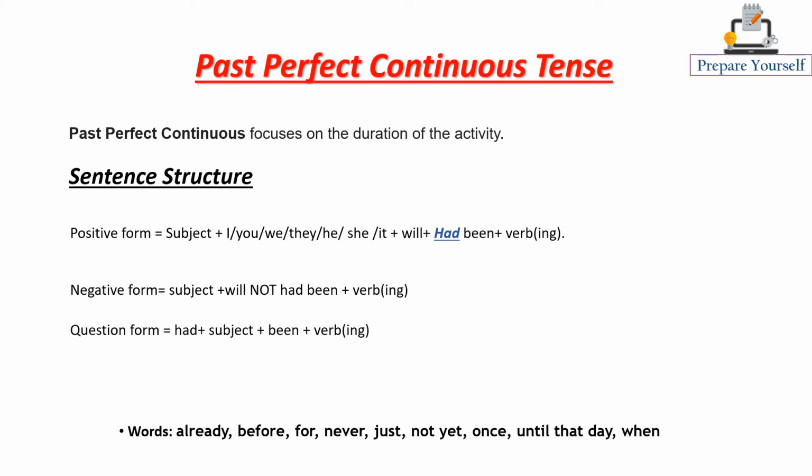And a few words which are helpful in constructing these types of sentences are given below. They are already, before, for, never, just, not yet, once, until that day, and when.